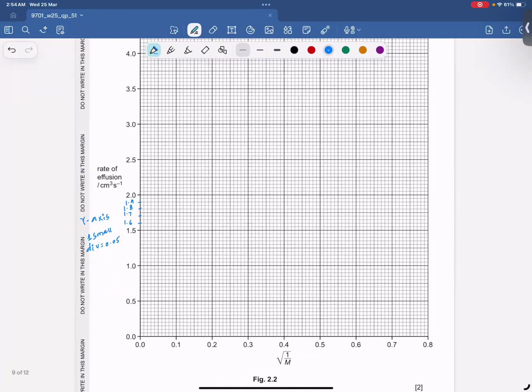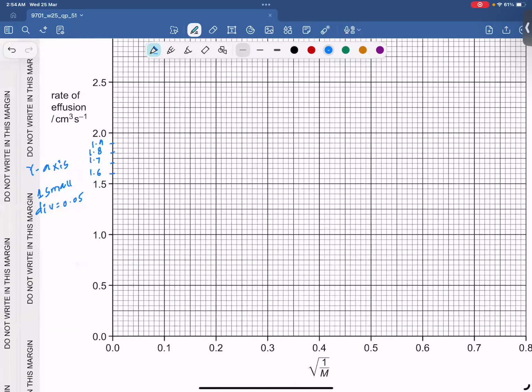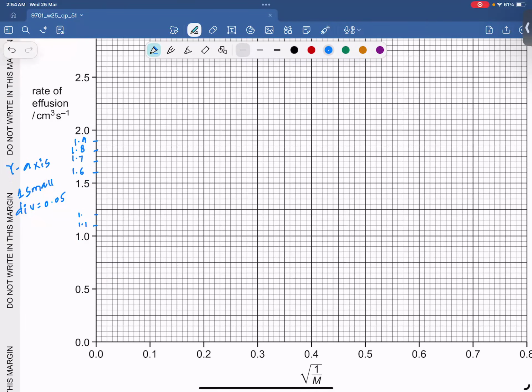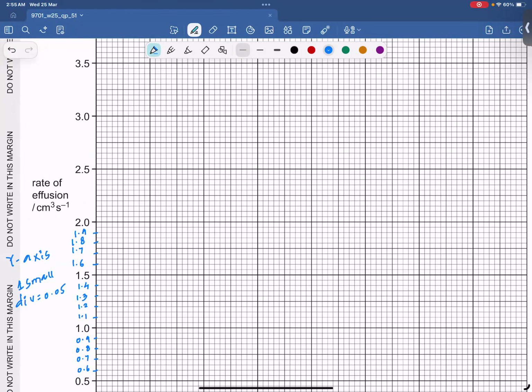Oh my goodness. This is 1.1, 1.2, 1.3, and then 1.4. Okay. This is 0.6, 0.7, 0.8, 0.9, and then 1. Let me write the entire value so that I can make the graph, because it's very, very tough for me to make a graph.